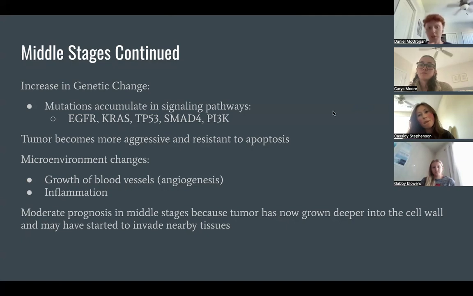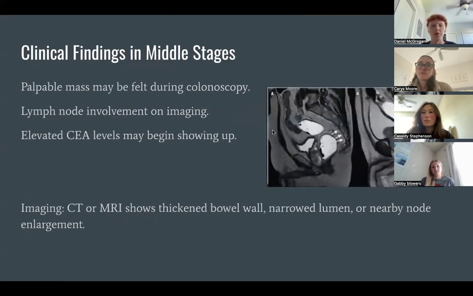This is a moderate prognosis in the middle stages because the tumor has now grown deeper into the cell wall and may have started to invade nearby tissues. Clinical findings in the middle stage: a palpable mass may be felt during colonoscopies, lymph node involvement on imaging, and elevated CEA levels may begin showing up. There are often CT or MRIs, and the one on the left is a normal MRI scan, and the one to the right clearly shows a thickened bowel wall, narrow lumen, or nearby lobe enlargement.